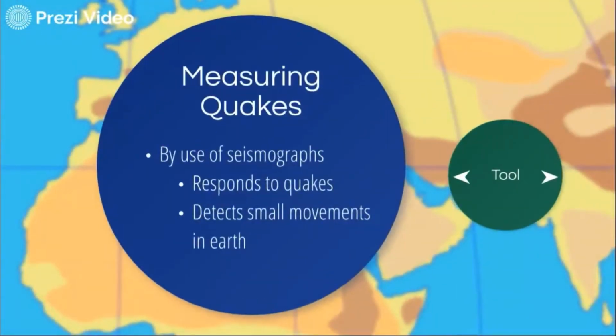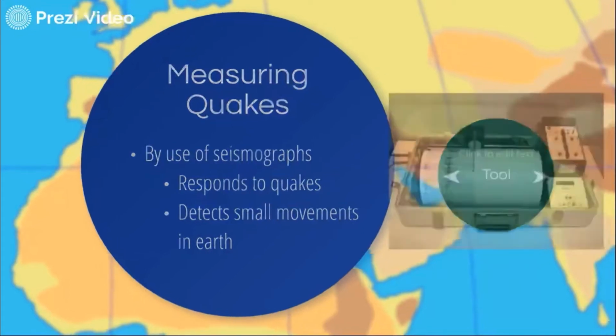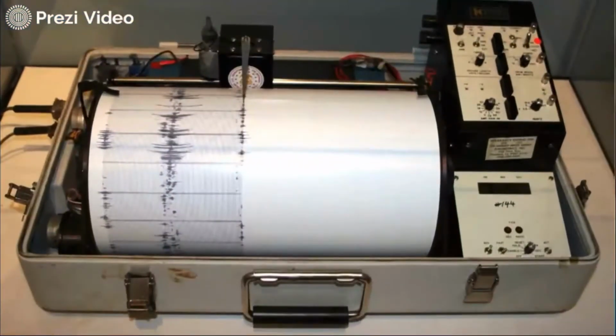Well, we measure them by the use of seismographs, which form seismograms, and these respond to quakes and detect small movements in the Earth. Here's a photo of a seismograph, and it shows the P and S waves that it forms, which are basically the shocks of the earthquake, which actually make the quakes happen. This is what it looks like, and they're very accurate in telling the magnitude the quakes have as well, because it can detect really small movements in the Earth.